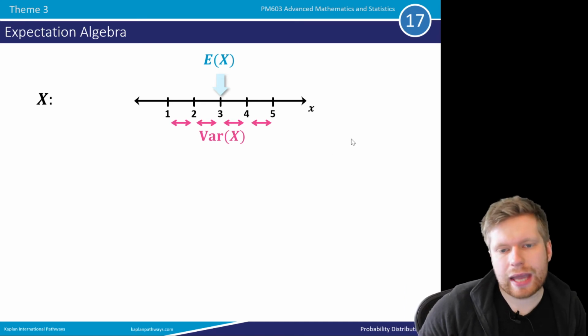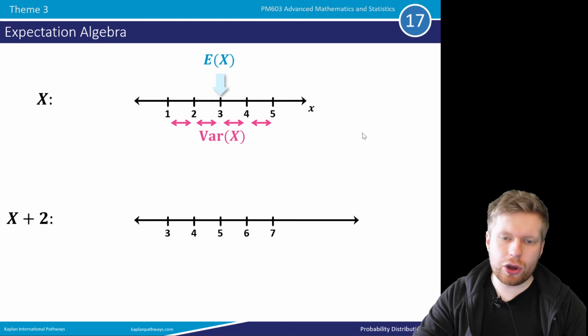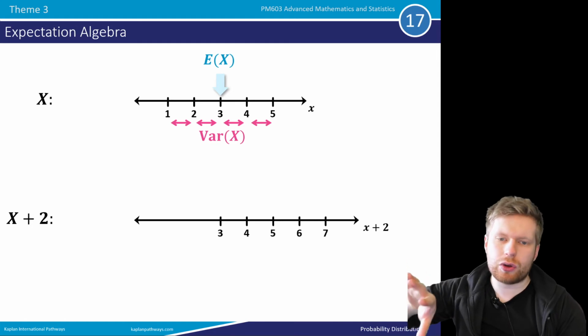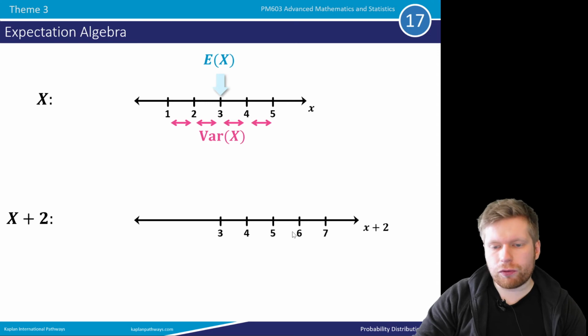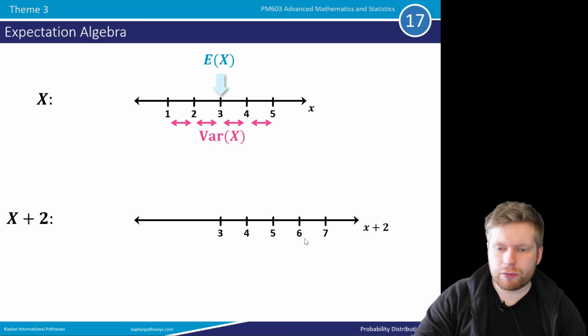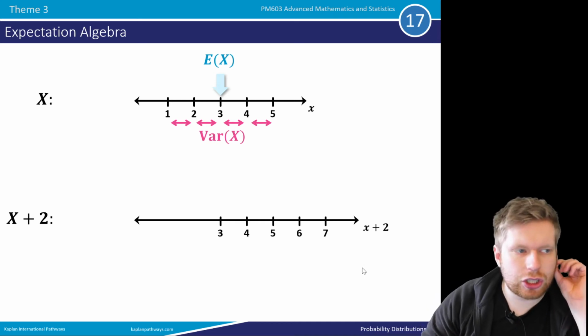Now, what happens if we add 2 to all of our variables? What transformation happens? Well, have a look. By adding 2, all that's effectively happening is that you're just shifting all the values to the right by 2. Right, so instead of having 1, 2, 3, 4 and 5, you've now got 3, 4, 5, 6 and 7. So 1 becomes 3, 2 becomes 4, 3 becomes 5, 4 becomes 6 and 5 becomes 7, right? So let's see what happens with the expectation and the variance.